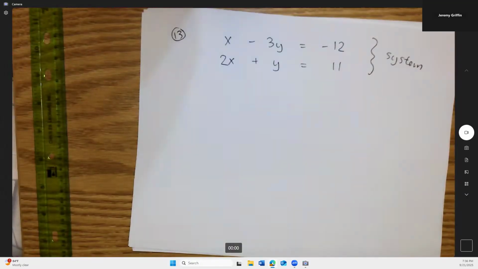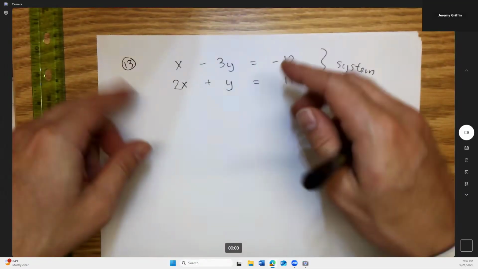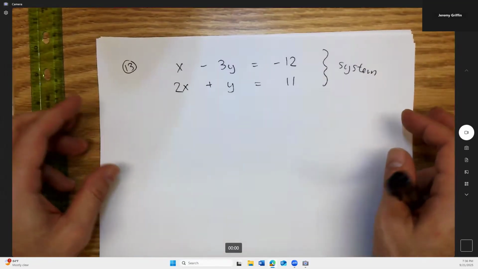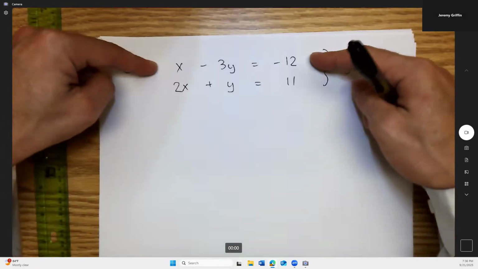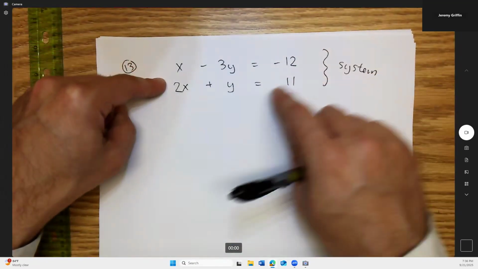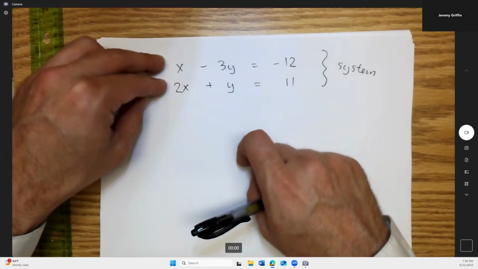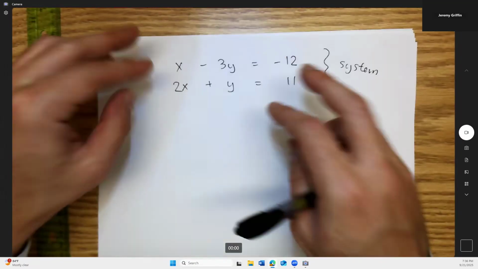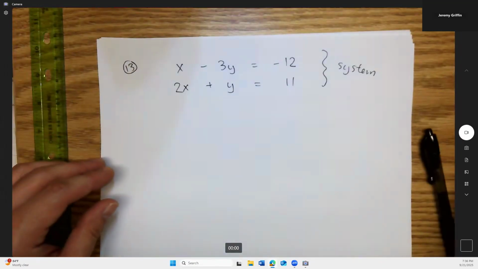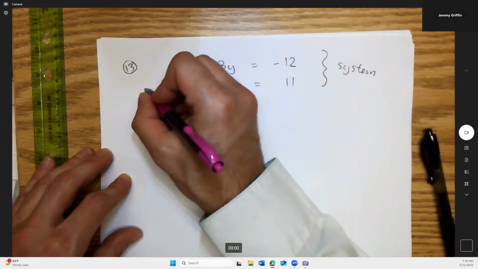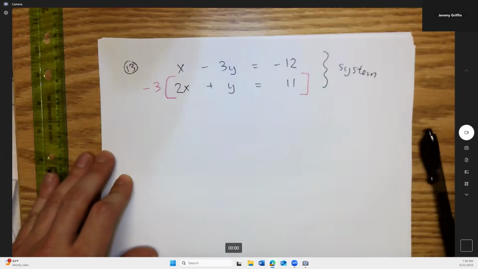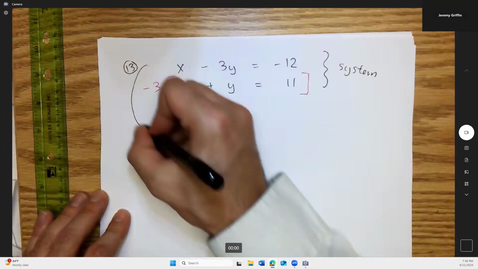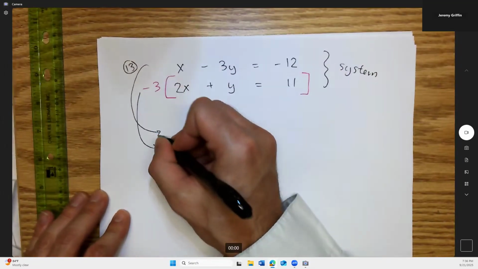Now, unlike the last one, if I just very simply add those equations together, it doesn't immediately eliminate any variable. Right? But I can either multiply the top equation by negative 2 or the bottom equation by positive 3 if I want to eliminate either the x or the y. So how about that second thing I said? I'm going to take the second equation and multiply the whole thing by 3. The whole equation. Then I'll bring this down and rewrite the system.